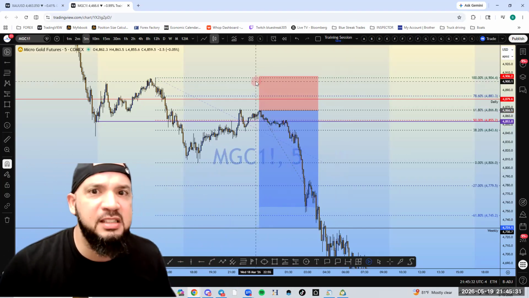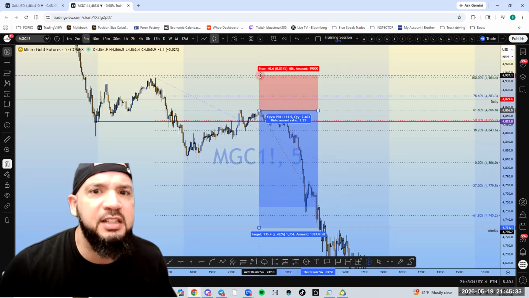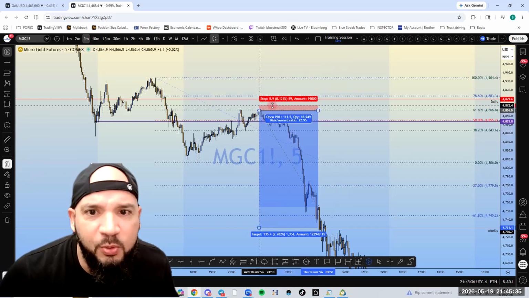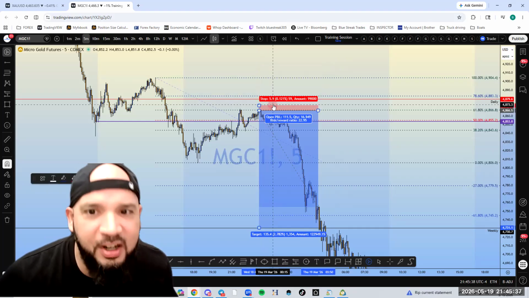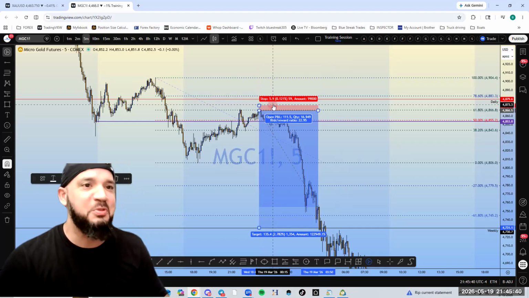Carlos will take his stop loss like, oh, the stop loss behind the structure, nice and safe. I want it right here though. I want a stop loss right here. I want a 1 to 2 right now.